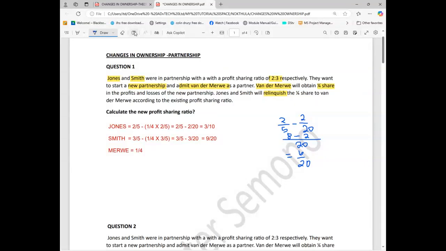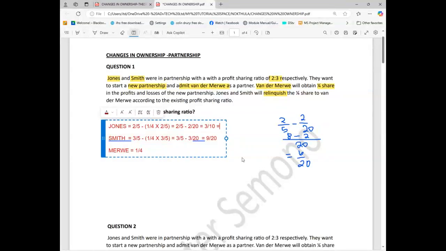It's 2. Because we want to make it 20, we're going to multiply it by 2. But remember, if you multiply 10 by 2, you cannot leave 3. You must also multiply 3 by 2. 3 times 2 is 6. 10 times 2 is 20. If you use the calculator, you must go back, but if you do it manually, you get it directly.